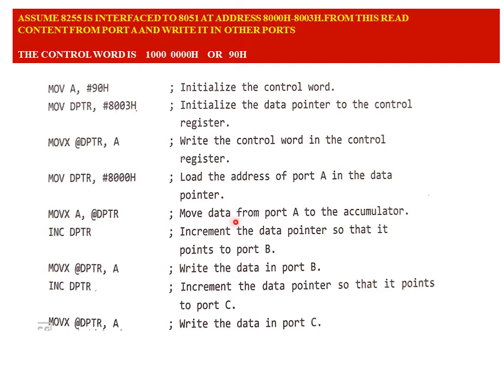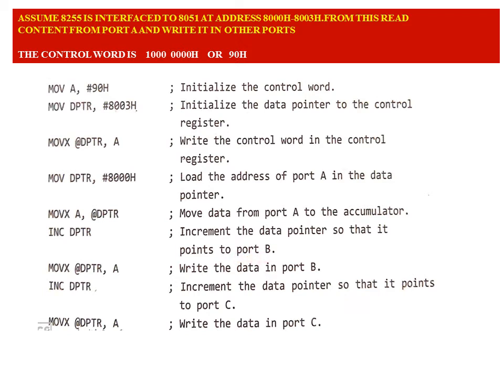Now we are moving port A to the accumulator, then incrementing our data pointer. Once we use this, it will increment our data pointer automatically. It will point to port B. Why does it directly point to port B? Because 8000H is the port A address. If you use increment of DPTR, the value will become 8001H. What is the address 8001H? Automatically port B.